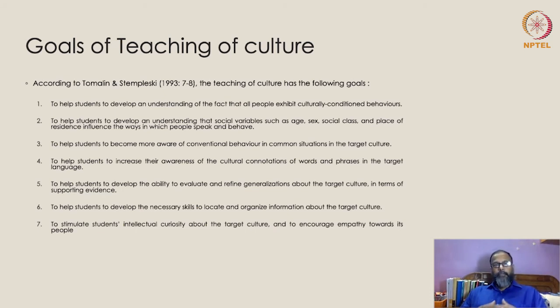So when we say social behavior, it is socio-culturally conditioned. It is socio-culturally oriented. So in order to acquaint the learners, we need to help the students develop an understanding of that. Number 2, to help students develop an understanding that social variables such as age, sex, social class, and place of residence influence the way in which people speak and behave.